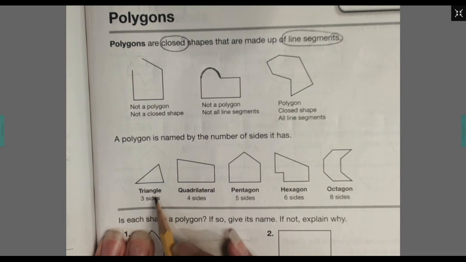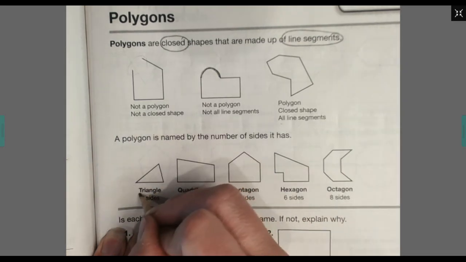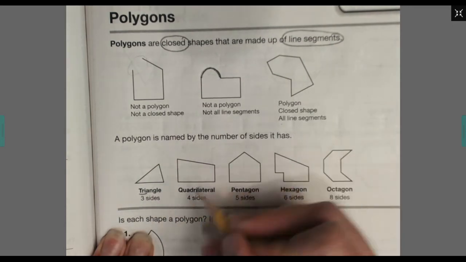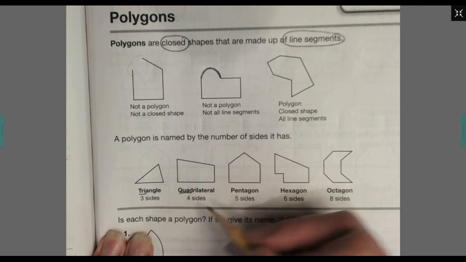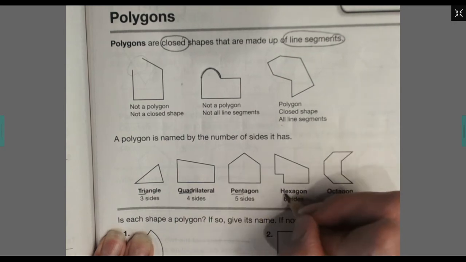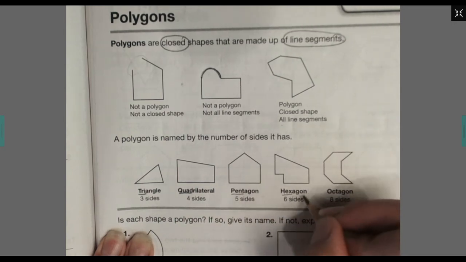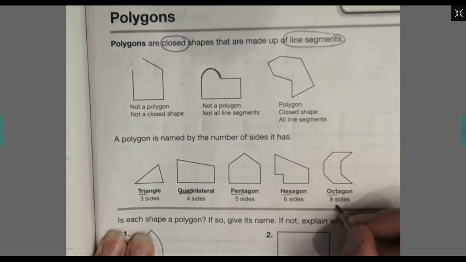So here are different types of polygons that are classified by their different sides. The name of the shape relates to how many different sides this polygon has. So a triangle, 3 sides. Quadrilateral, 4 sides. Pentagon, 5 sides. Hexagon, 6 sides. Octagon, 8 sides.